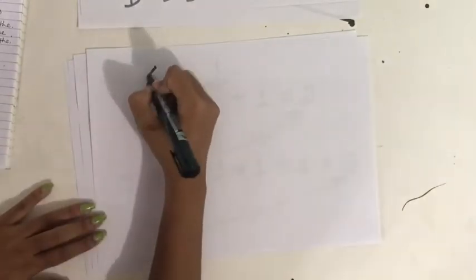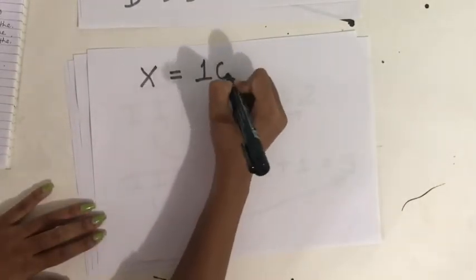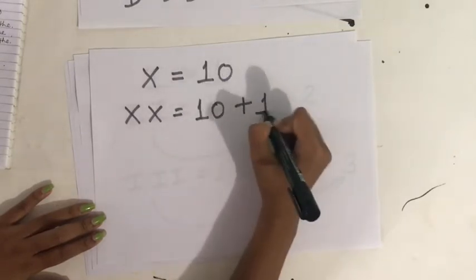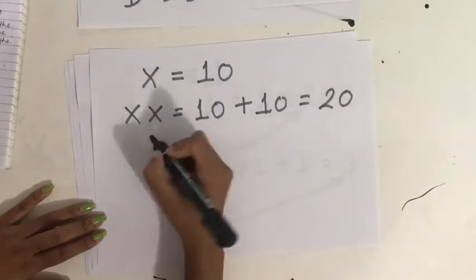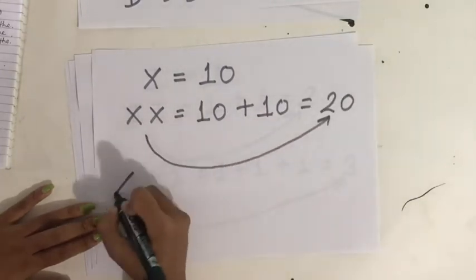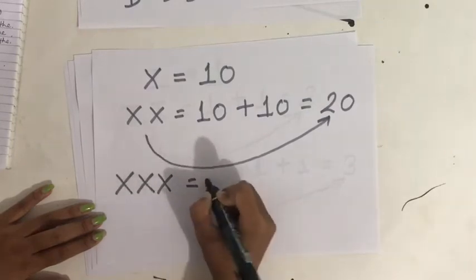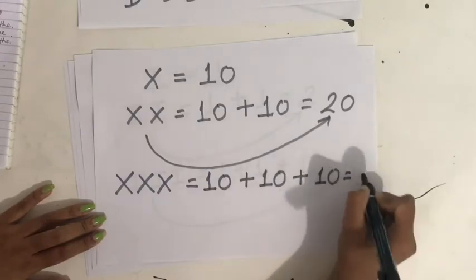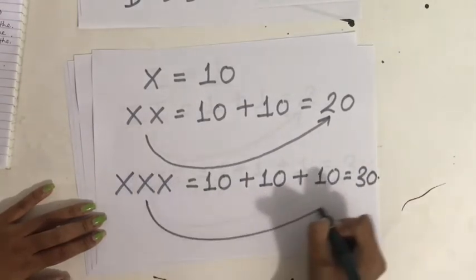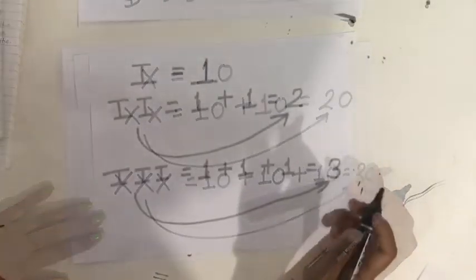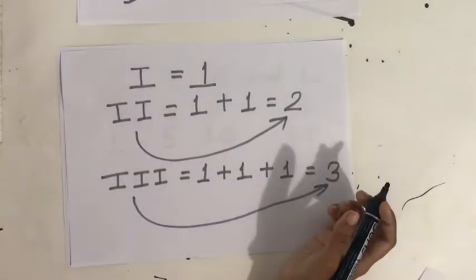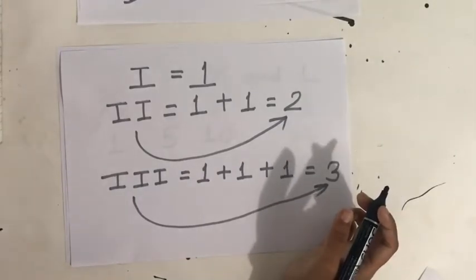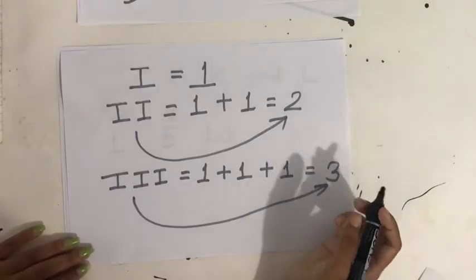Now another example, X equals 10. XX equals 10 plus 10, that is 20. That means XX represents 20. Again XXX equals 10 plus 10 plus 10, that is 30. That means XXX represents 30. So we can repeat the symbols I and X maximum 3 times. The repetition of these symbols means addition. But remember, the symbols V and L are never repeated.